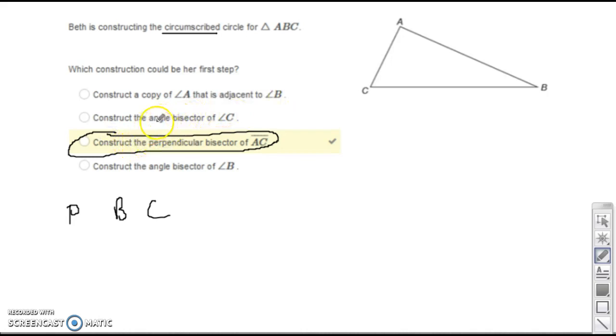And just to be clear, angle bisectors would give you the incenter. That's not what we're looking for. And we definitely don't want to copy an angle. And again, angle bisectors, that's an incenter thing. So you just really need to know all of the previous information that you learned from the last semester to figure that one out.